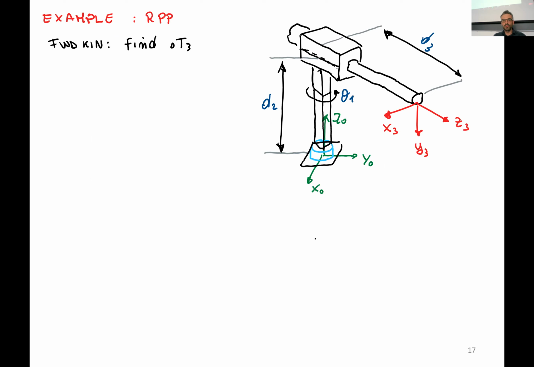Now we can have a look at a more complex example of a robot that is an RPP. So a rotational joint plus a prismatic joint here and another prismatic joint here. And we want to compute the inverse kinematics for the position of the end effector.